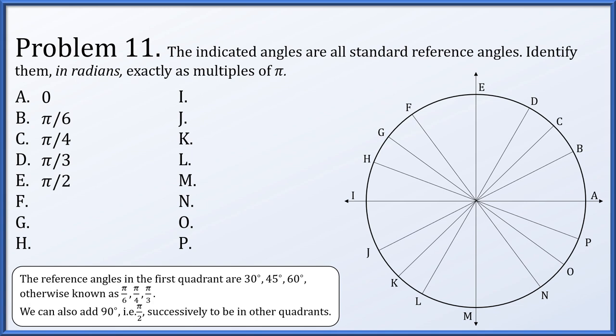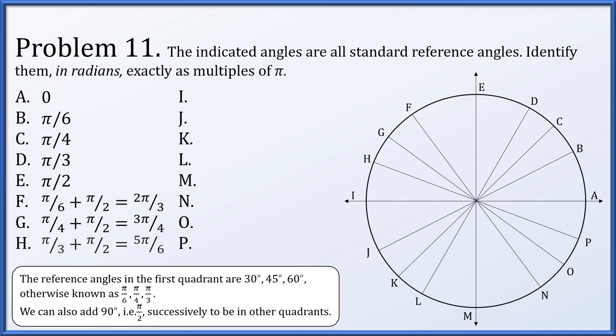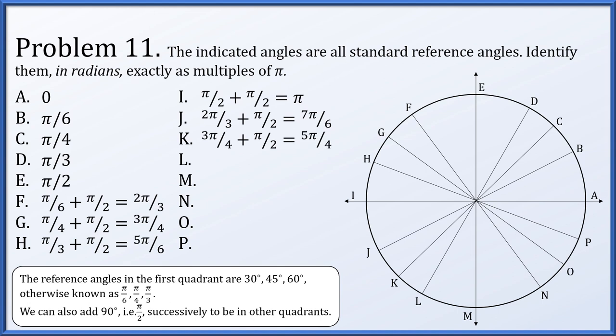Now we're just adding pi over 2 to things we've already found. So pi over 6 plus pi over 2 is 2 pi over 3. Pi over 4 plus pi over 2 is 3 pi over 4. Pi over 3 plus pi over 2 is 5 pi over 6. Pi over 2 plus pi over 2 is pi, and we're just going one by one from angles we've already found and adding pi over 2 to them and simplifying the result.